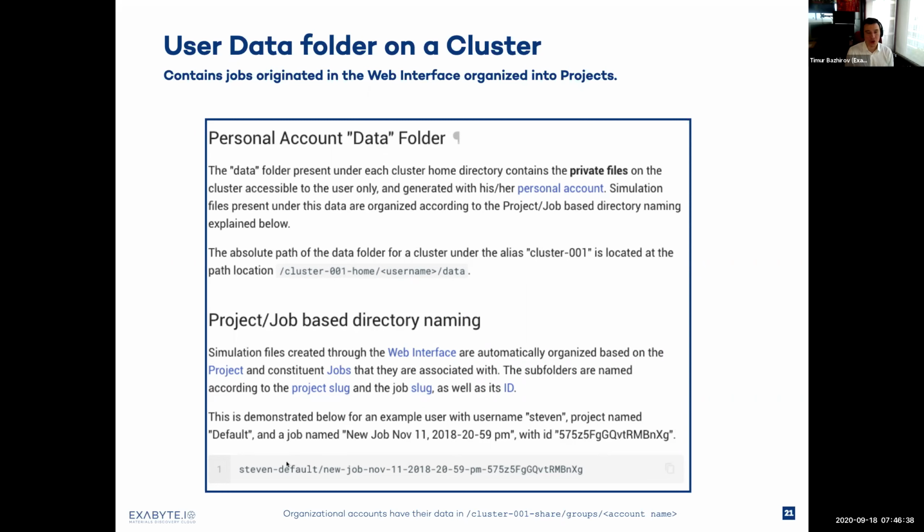And then, according to all this information, we can set up the naming convention in the command line. So here is how the command line job will look. It will be inside the Steven-default project, and it will have the concatenated name of the job together with the identifier. And we employ a very similar convention for the jobs inside the organizational accounts, except they're going to be stored not inside the home folder, but inside the share groups account name folder.